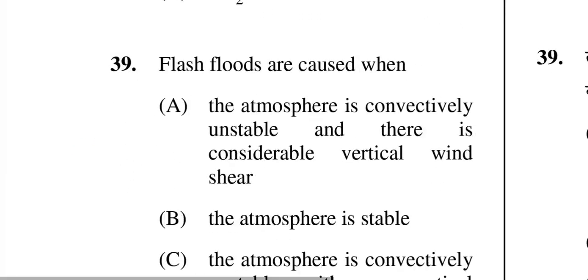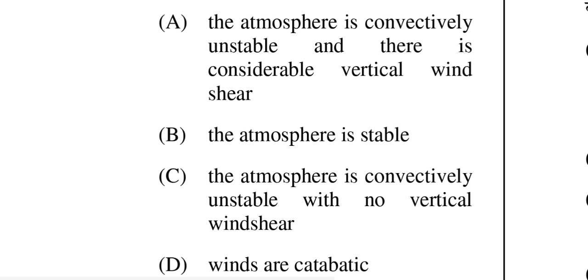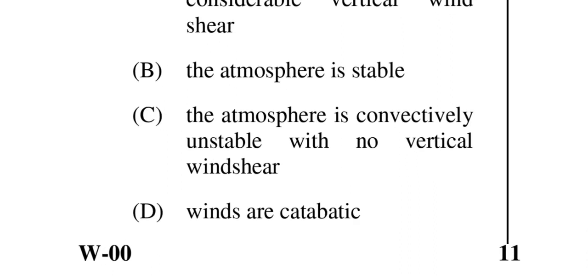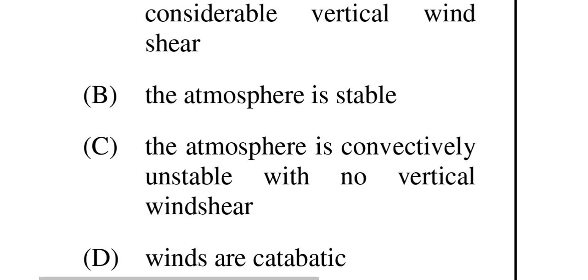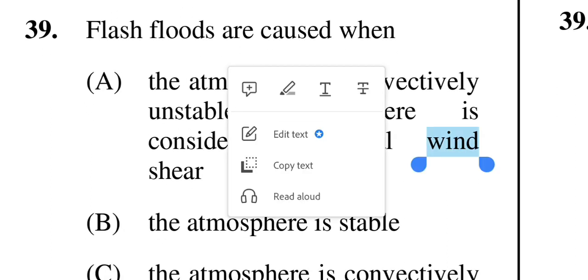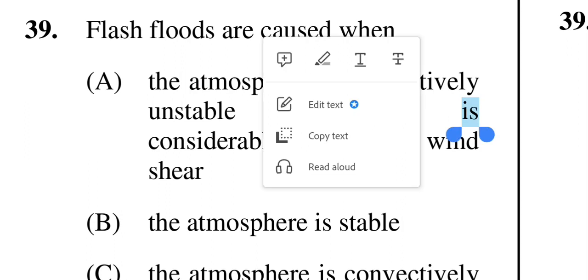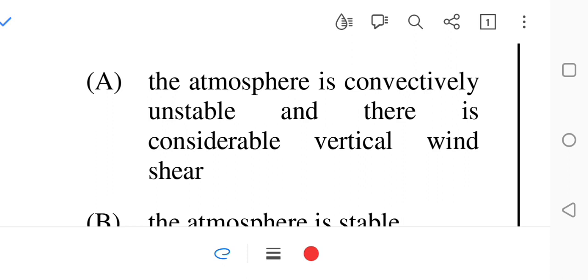Likewise, 39. Flash floods are caused when the atmosphere is convectively unstable and there is considerable vertical wind shear. The atmosphere is convectively unstable with no vertical wind shear. Winds are katabatic. The correct answer is: flash floods are caused when the atmosphere is convectively unstable and there is considerable vertical wind shear.